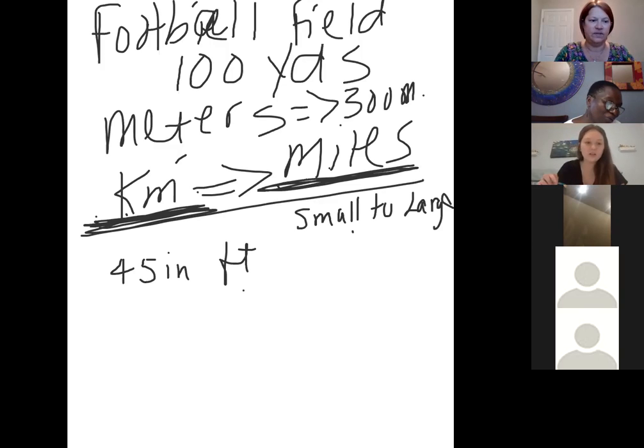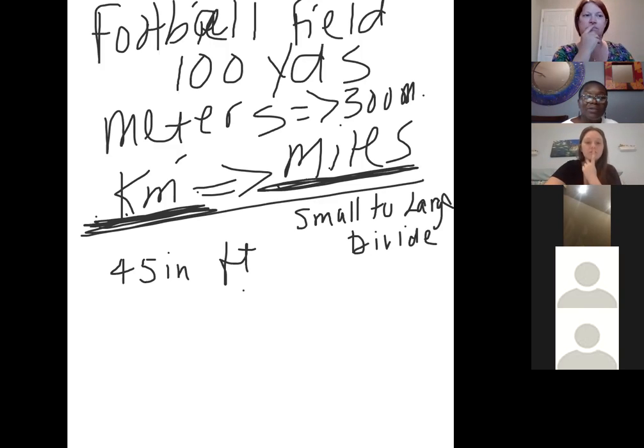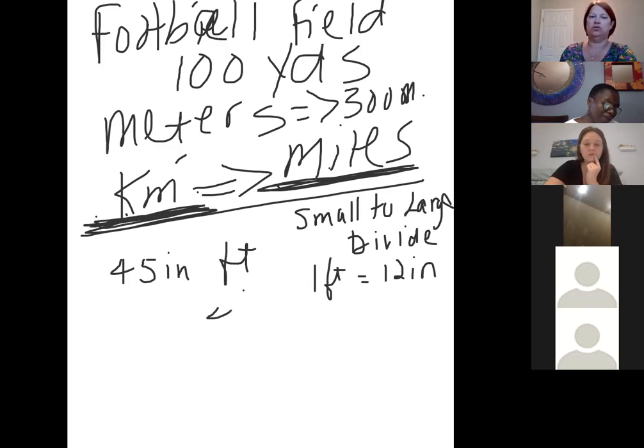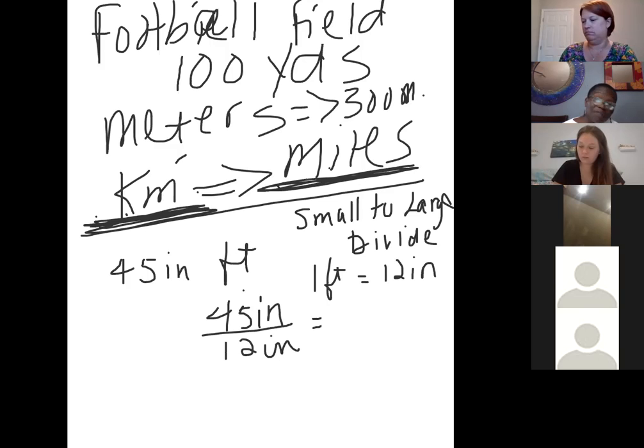Divide. Okay, so the next question you have to ask yourself is, how many inches are in a foot? Now, if you look at your conversion chart, it's 1 foot is equal to 12 inches. So all you really have to do is take your 45 inches and divide it by 12 inches. So this will simplify to, somebody do this on a calculator, please.